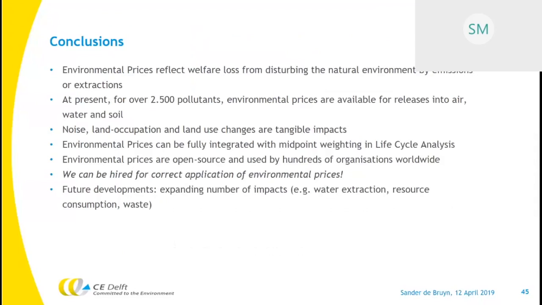We also see some future developments. We still hope to expand the number of impacts. Also, in the end, we hope to contribute to a kind of standardization of such monetization experiences in the global community and in the Natural Capital Protocol as well.